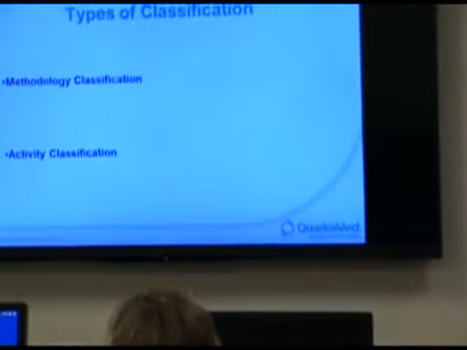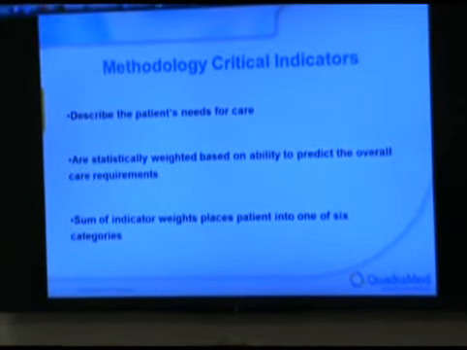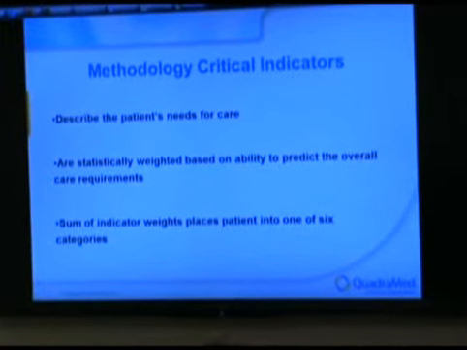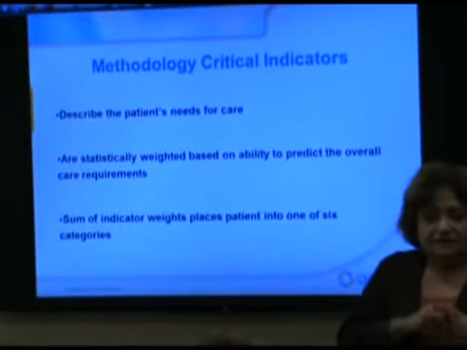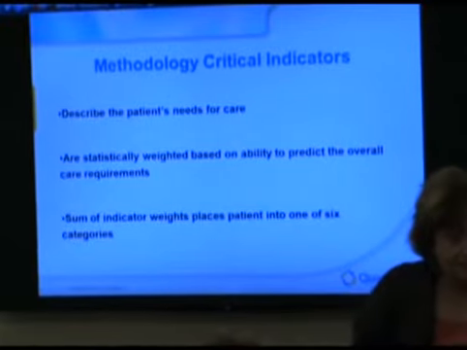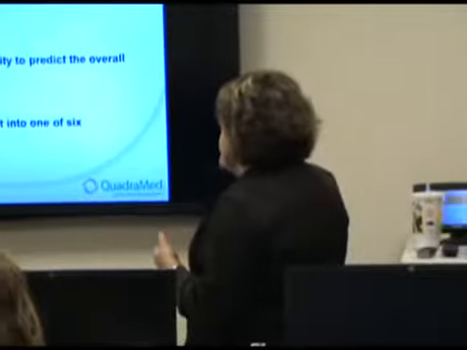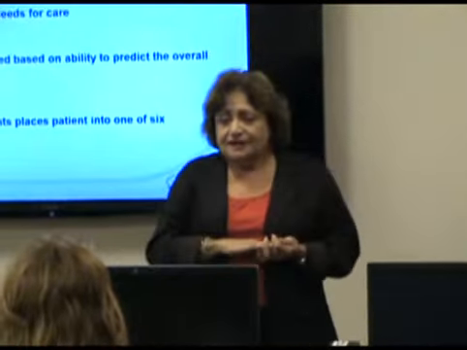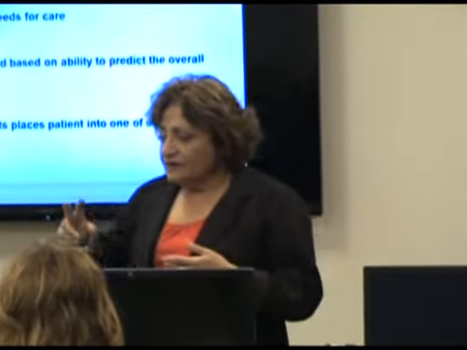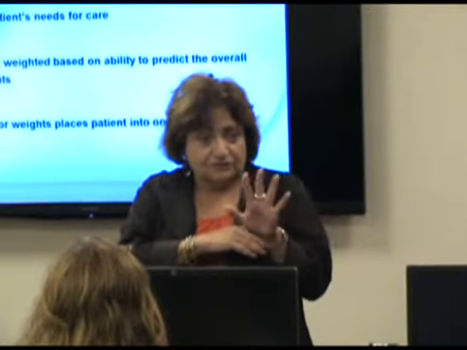So there are 2 types of classification. One is methodology and the other is activity. I want to talk about the methodology first. The indicators describe the patient's need for care, and each indicator has a weight associated with it. Now the weight has nothing to do with time. The weight is a statistical weight based on the ability of that indicator to predict overall care requirements. So the higher the weight on the indicator, the more predictive it was in our research. Does that make sense to you?